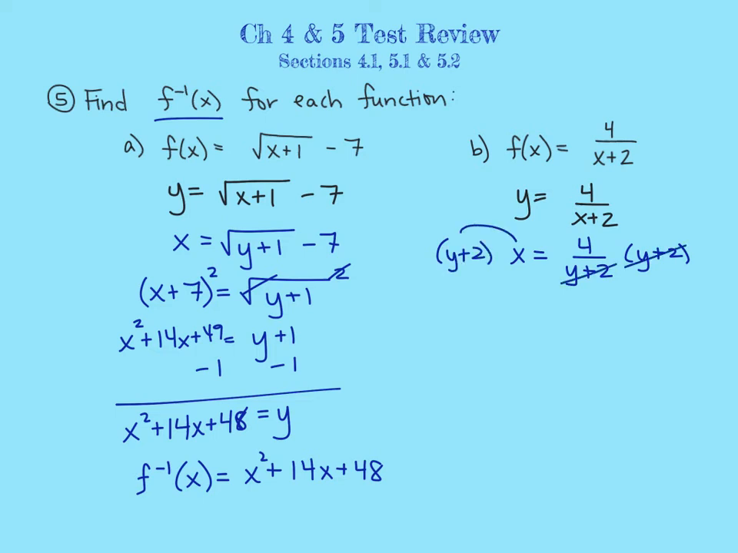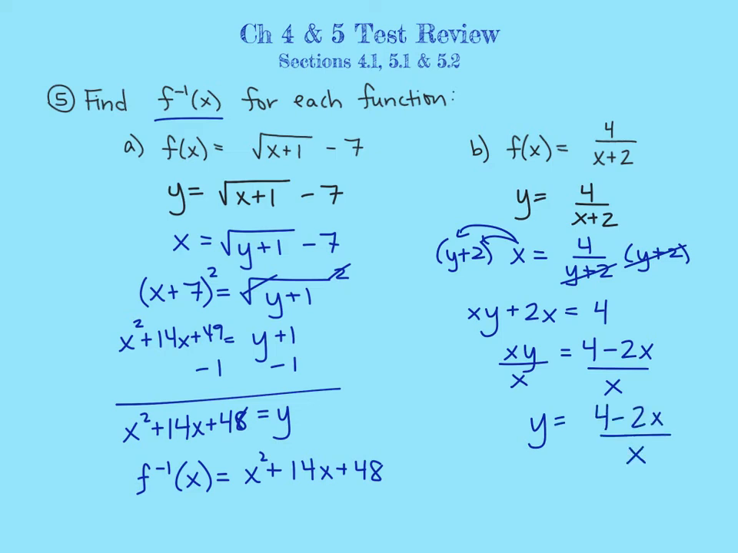So on this side, I'm going to distribute my x through. So we'll have xy plus 2x equals 4. Solving for y, I'm going to subtract 2x from both sides and then divide by x on both sides. So y, our inverse, equals 4 minus 2x all over x. We can replace y with what it is, f inverse of x, and we have found our inverse function.